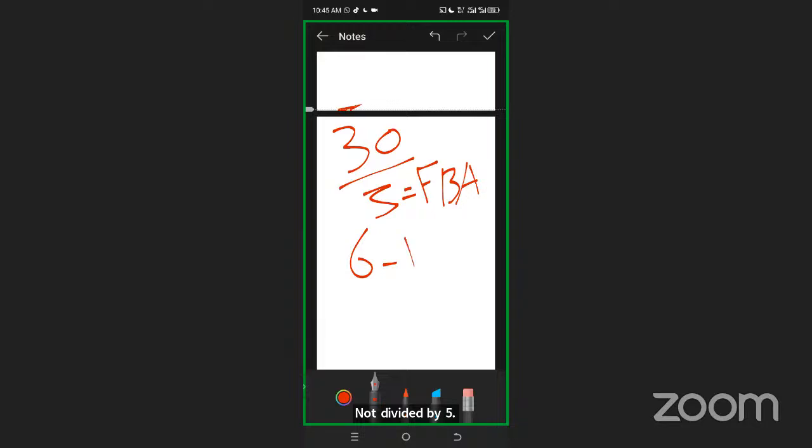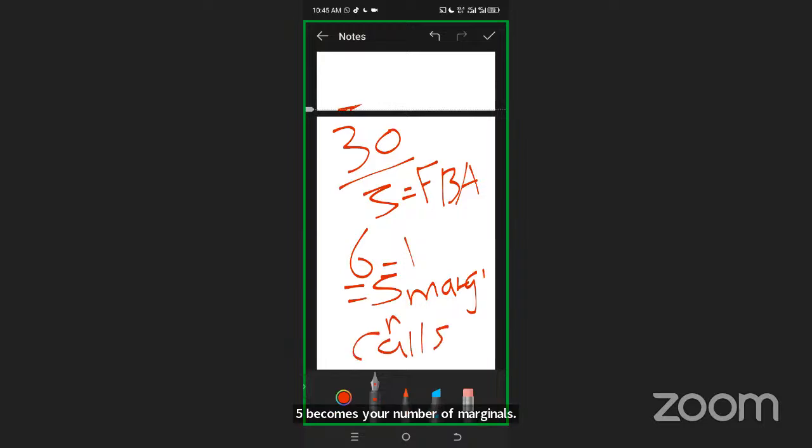6 minus 1, it becomes 5. 5 becomes your number of margin calls. That is it. You are going to trade one coin using $5 as first buy in amount with 5 margin calls.